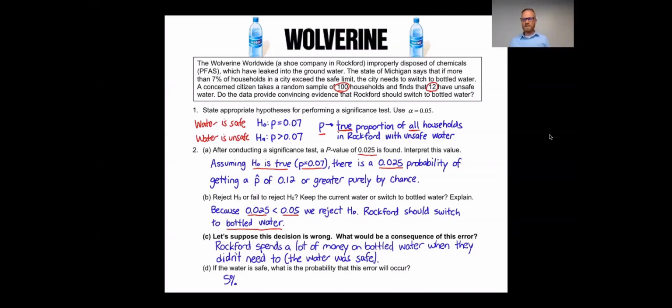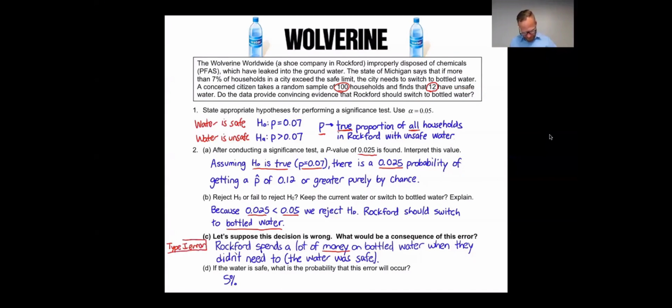So maybe Rockford buys all these bottled waters, but in reality, they didn't have to because their water was actually safe. Well, the consequence there is that it is going to cost Rockford a bunch of money in order to buy all that bottled water when they didn't really have to buy it because the water was safe. Now, this particular error is what's known as a type 1 error.